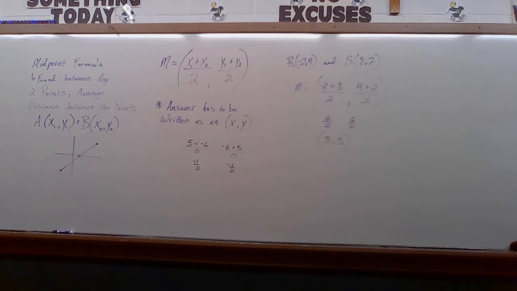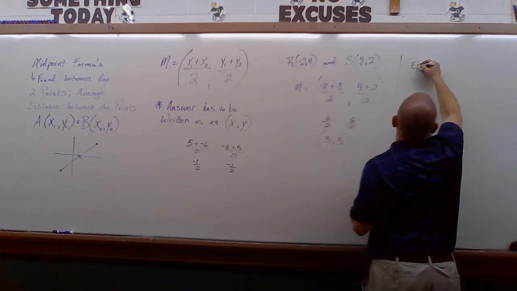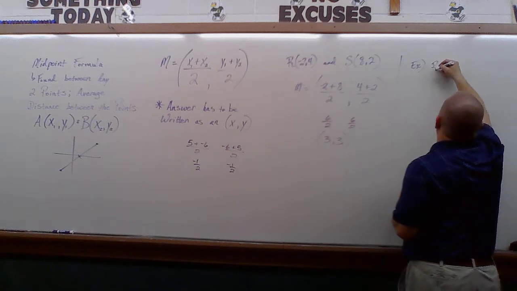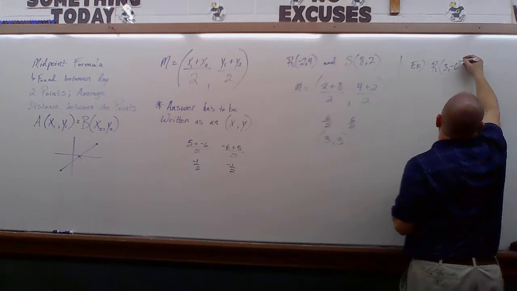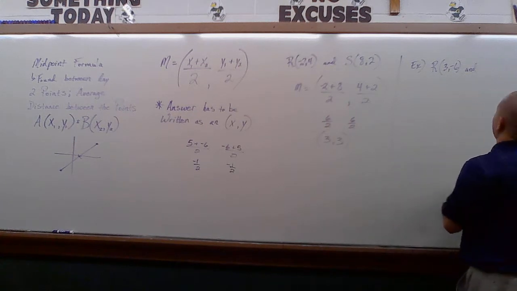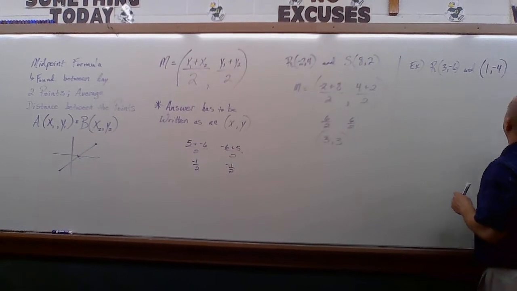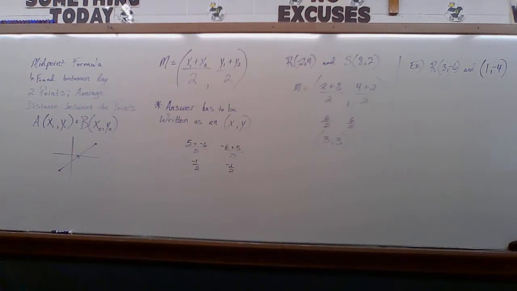Right. Alright. So, let's try another one by yourself here. R is 3 comma 6, or sorry, negative 6. And S again is 1 comma negative 4. So try it out, tell me what you get.